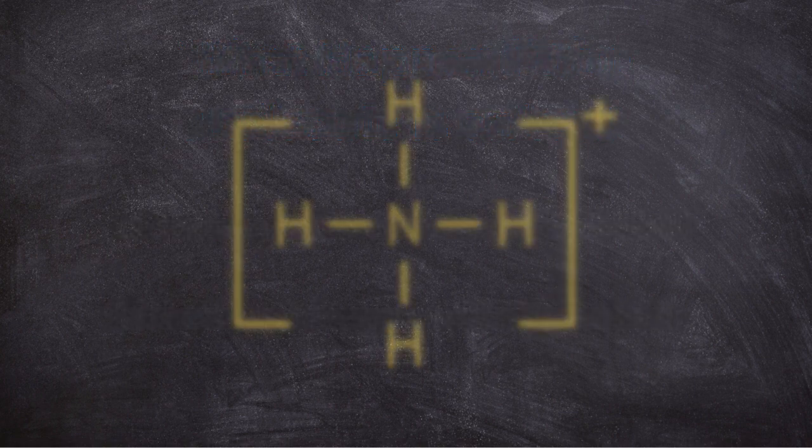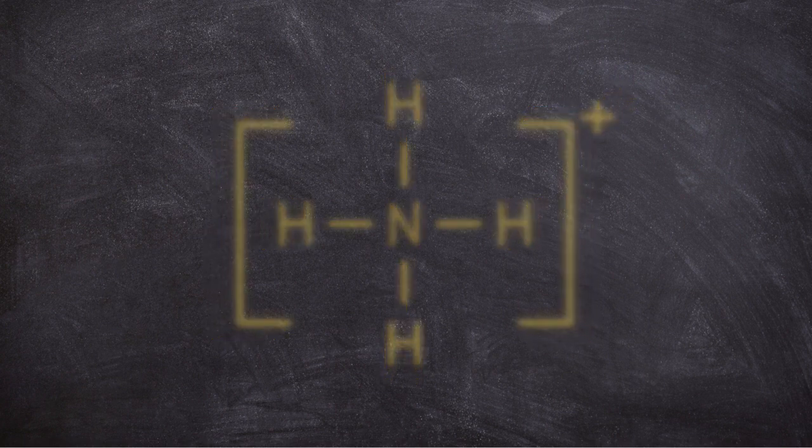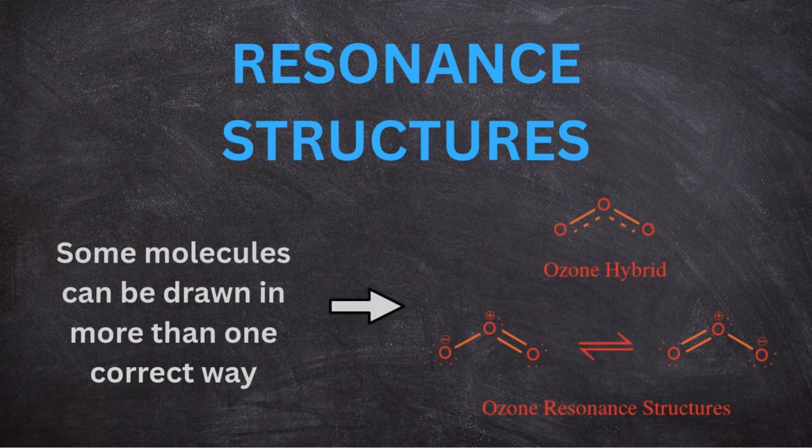For example, this is an ion of NH4 with positive charge. Some molecules have more than one Lewis structure. We call them resonance structures.